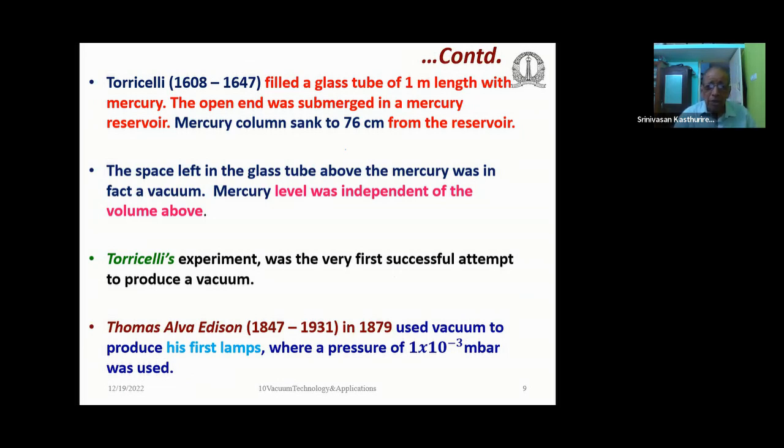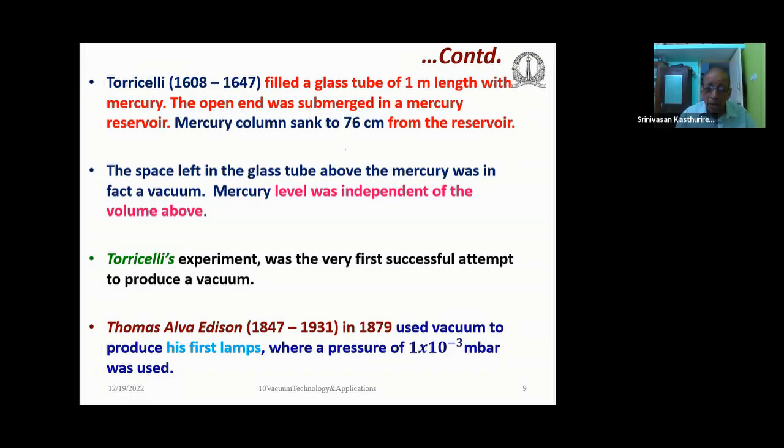Torricelli first showed that vacuum exists. What he did was he filled a glass tube of approximately 1 meter length with mercury, and the open end was submerged into a mercury reservoir or mercury pool. Then the mercury sank down to 76 centimeters from the reservoir level. Okay, so you had a height of mercury column of 76 centimeters. So the space which is left in the glass tube above the mercury is in fact vacuum.